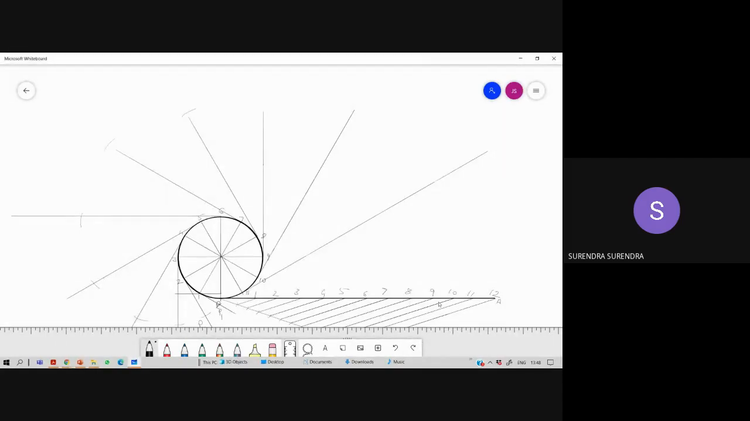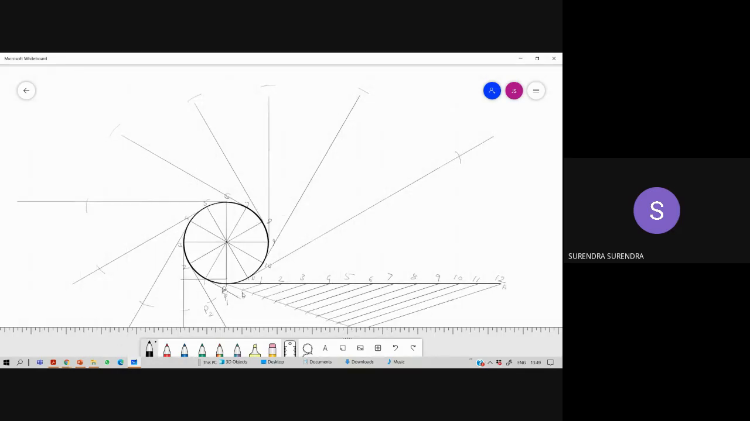Next, P to 9. 9 as center, arc on the 9th tangent. P to 10, arc on the 10th tangent. Next, arc on the 11th tangent. So name these points. P1, P2, P3, P4, P5, P6. So if you have drawn the smaller one, just extend this tangent.